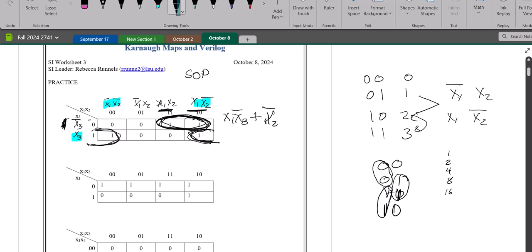And it has x3 not complemented. So that is going to be our Karnaugh map for that one.